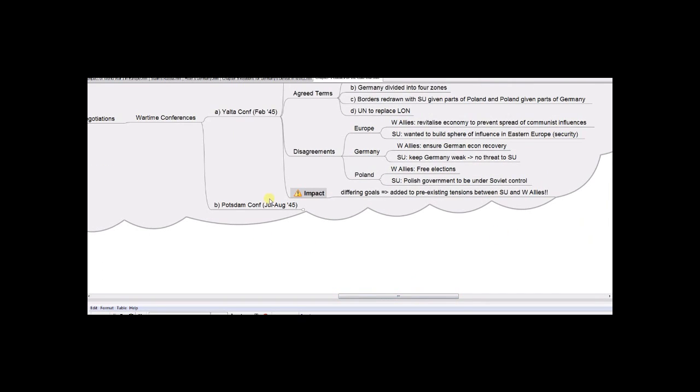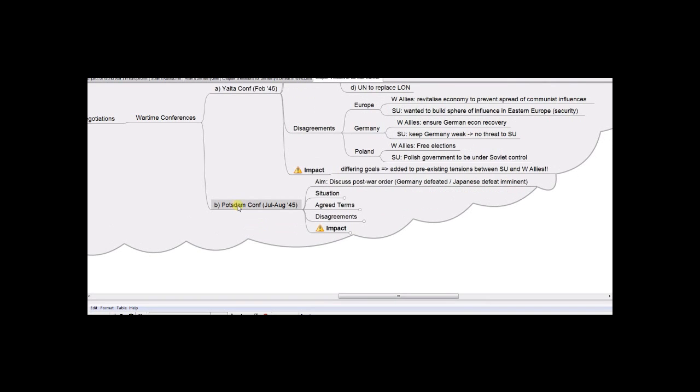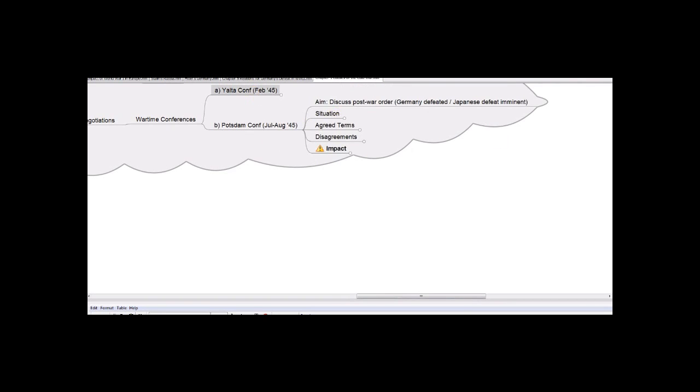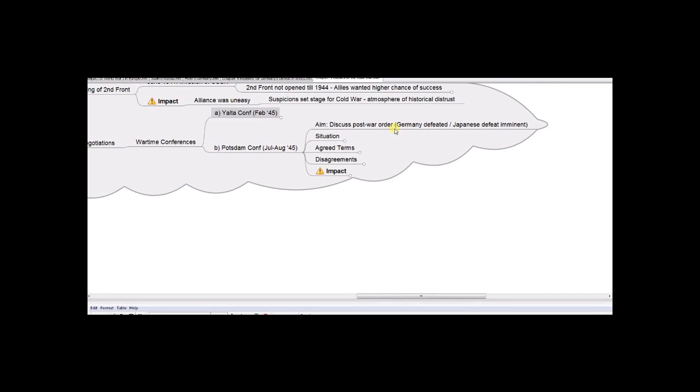Next we're going to look at the Potsdam Conference. This conference was held in Potsdam, which is actually part of Germany, relatively near Berlin actually. The main aim of the Potsdam Conference was to discuss the post-war order, because Germany by this time had been defeated, and Japan looked like they were going to be defeated sooner or later as well.